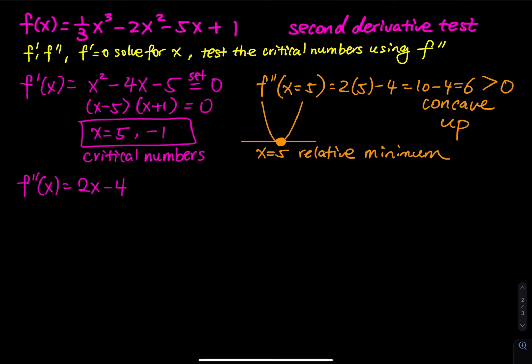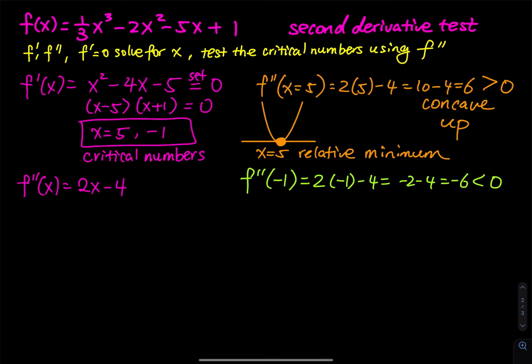What about x equals negative 1? When x equals negative 1, let's change to another color. So when you test negative 1 in f double prime, you have 2 times negative 1 minus 4. So this is negative 2 minus 4, which equals negative 6. So this is a negative, right?